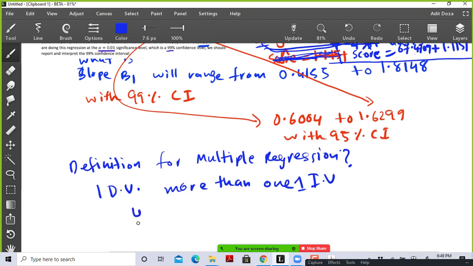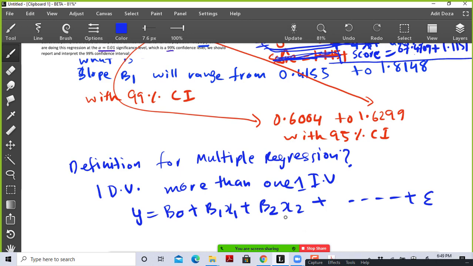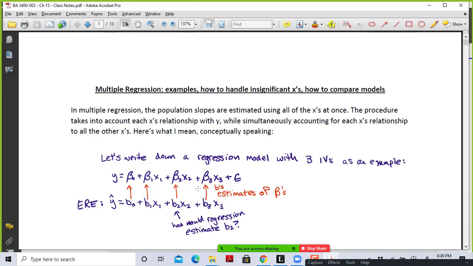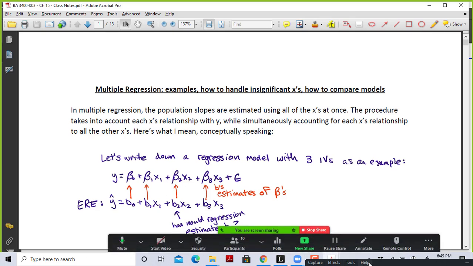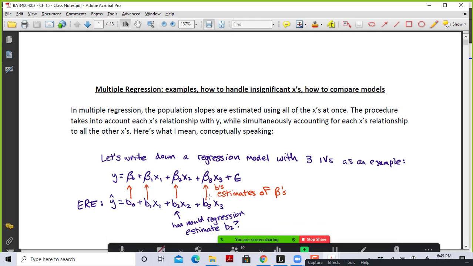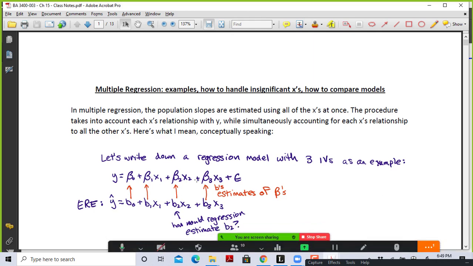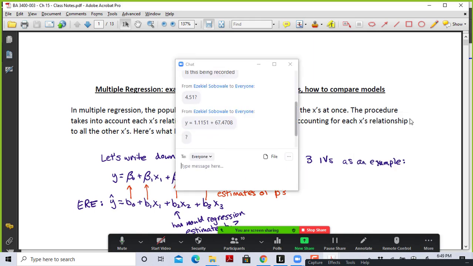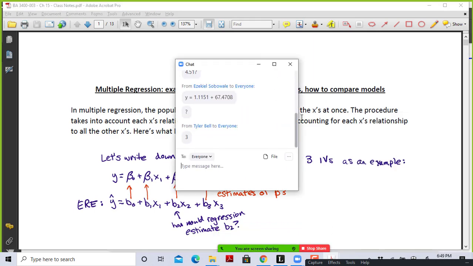Because multiple linear regression has a form something like this: beta 0 plus beta 1 x1 plus beta 2 x2. It could be even more. If you want to put more, it could be more, and then the error term, right? So see here, how many independent variables are in this example? Hello, you guys there? Three? Yes, there are 3 independent variables, x1, x2, x3. Yes, good, Tyler.